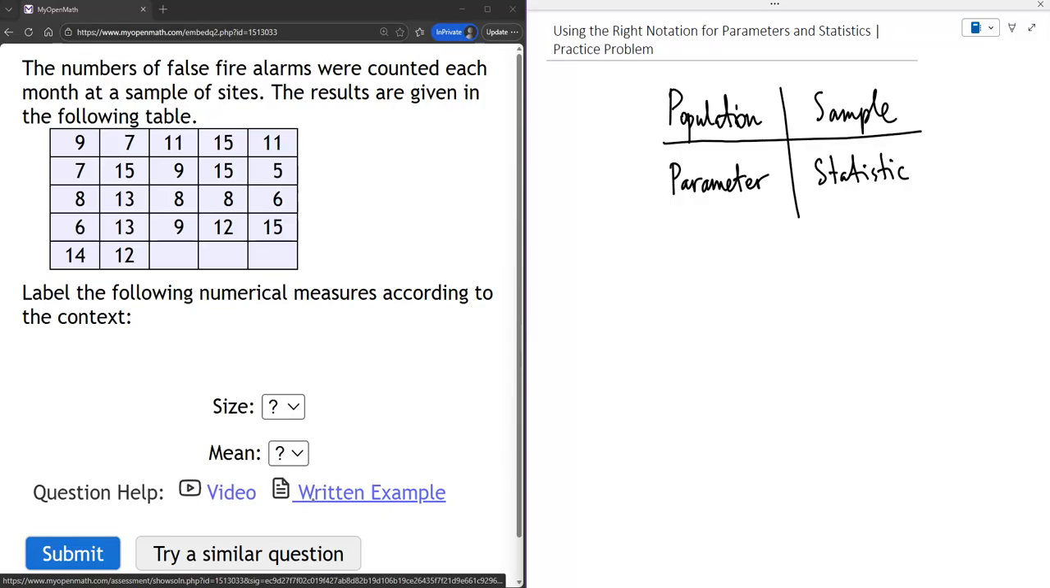There are a couple of widely used measures that you have to know the differences in notation. And one of them, as simple as it gets, is size. So if you measure the size of the population, we tend to use capital N. If you use the sample and measure its size, we tend to use lowercase n.